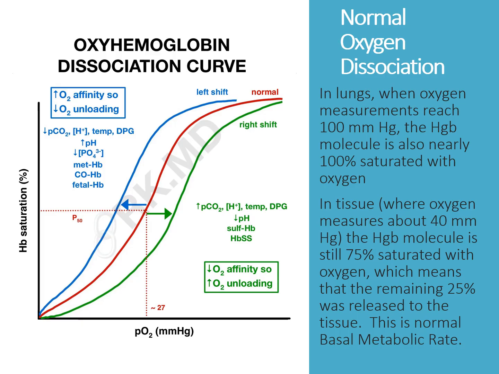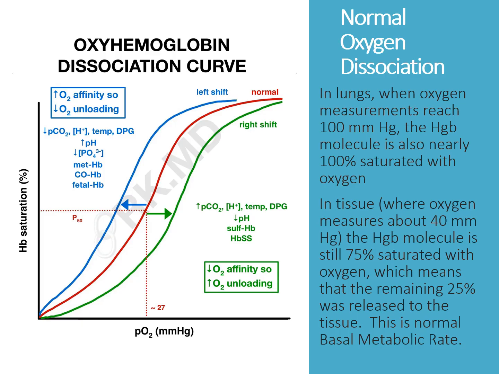Now let's first talk about what a normal oxygen dissociation is. In the lungs, when oxygen measurements reach 100 millimeters of mercury, the hemoglobin molecule is also nearly 100% saturated with oxygen. And in tissue where oxygen measures about 40 millimeters of mercury, the hemoglobin molecule is still about 75% saturated with oxygen. So that means that the remaining 25% was released to the tissue. And that's a normal basal metabolic rate, and that is represented by the normal red line here.